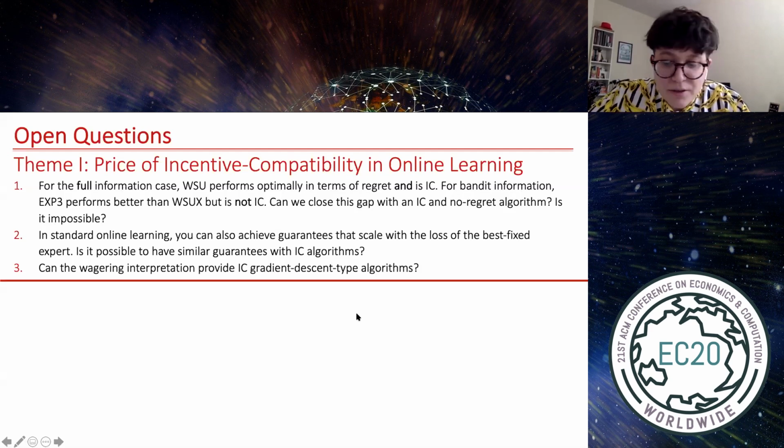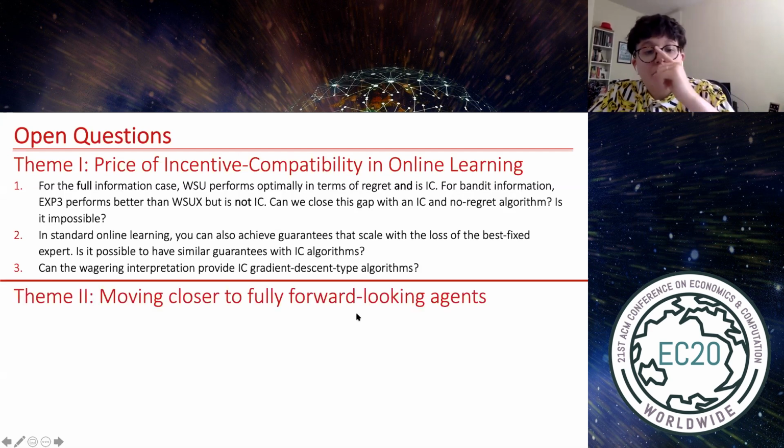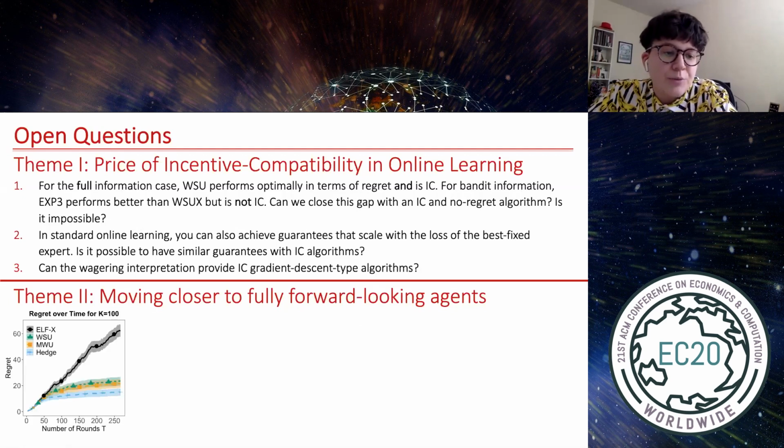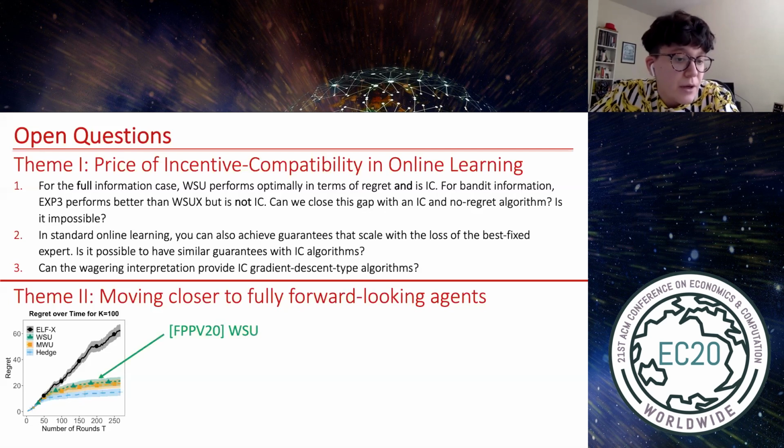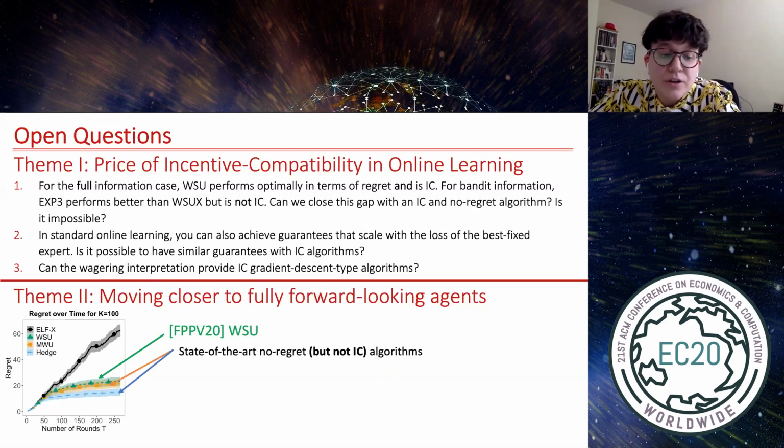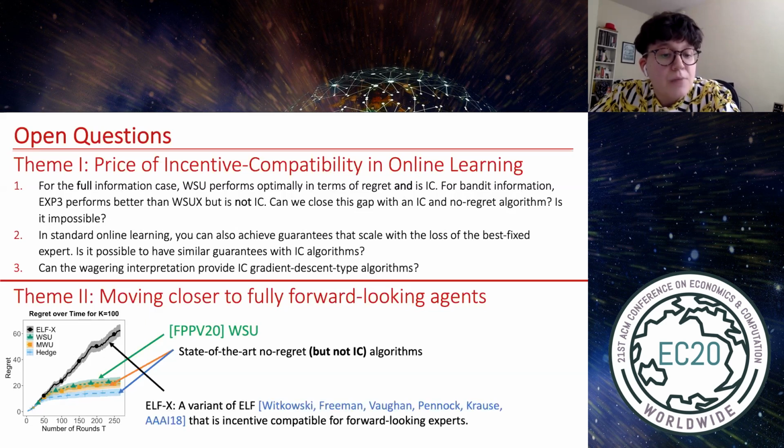And the second theme is moving closer to fully forward-looking agents. I briefly mentioned the experiments that we run previously. This is from a data set that we collected from 538. It's publicly available on their website. Now, this is the weighted score update algorithm that I've been talking about. And these are the state-of-the-art, but not incentive-compatible algorithms. But this algorithm, the dark line, is a variant of the algorithm ELF that was created by Witkowski et al. in a paper in AAAI 2018.